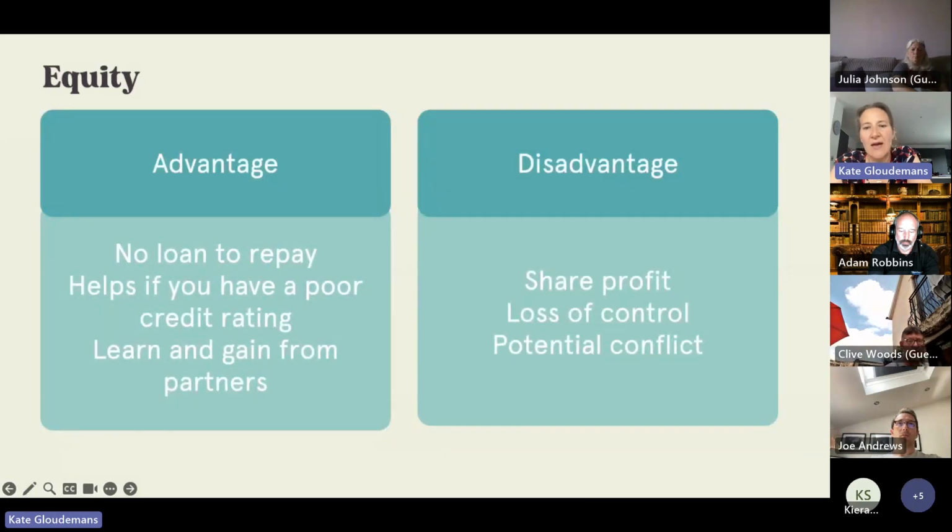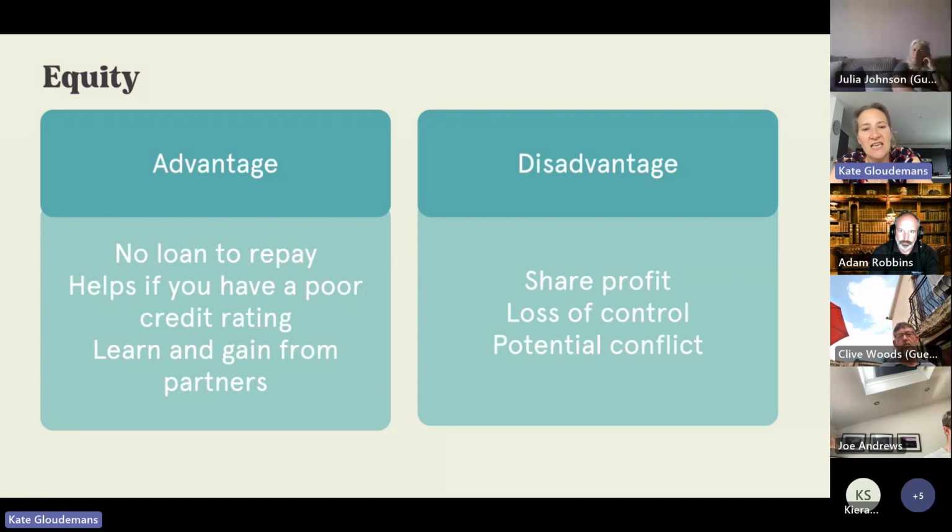Equity. So equity is basically where you issue shares in your business in exchange for cash. Okay, so the advantages of equity is you've got no loan to repay. It helps if you've got a poor credit rating. Also, usually when you sell shares in your business, it's with an investor who's got a vested interest in helping you grow the business. So you can normally learn and gain experience from them, and you've got somebody that effectively is going to help you grow the business.